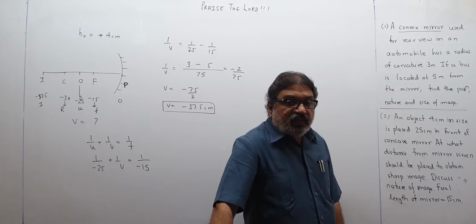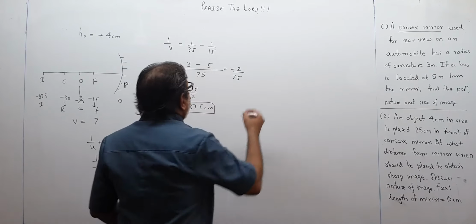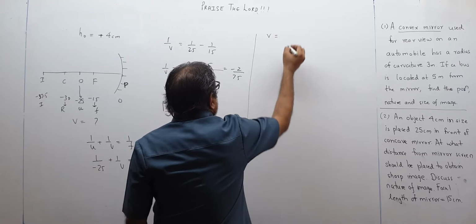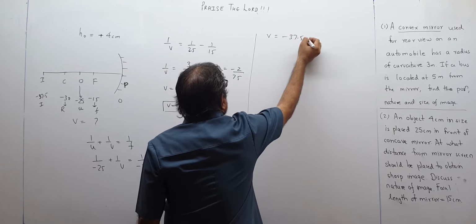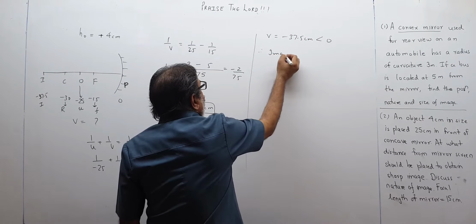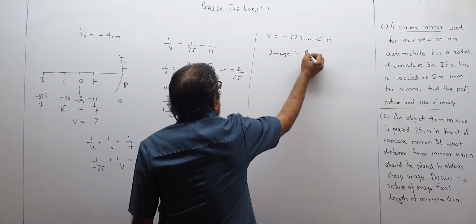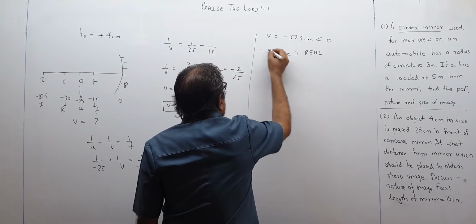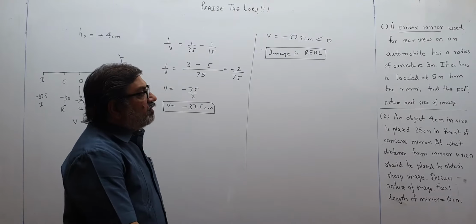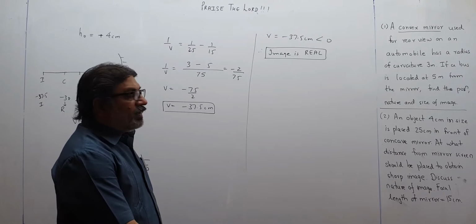We have to discuss the nature of the image. About the nature of the image I told you. V is coming out to be minus 37.5, and this value is less than 0. Therefore, the image is real. Okay? Whenever V is negative, the image will be real. Whenever V is positive, the image will be virtual. That I told you already.